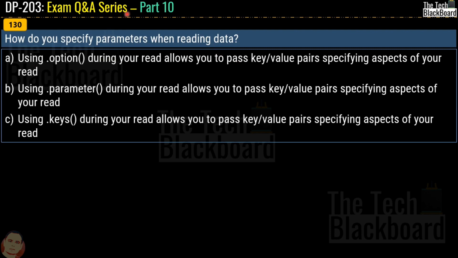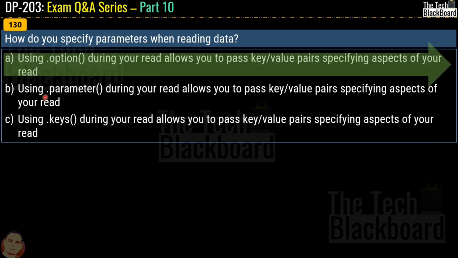And now on your screen is question number 130, which is the last question for part 10 of the DP-203 exam Q&A series. Let's read the question. The question says that how do you specify parameters when reading the data? And your options are using .option during the read allows you to pass key value pairs specifying aspects of your read. The second option is using .parameter during the read allows you to pass key value pairs specifying aspects of your read. The third option is using .keys during the read allows you to pass key value pair specifying aspects of your read. And the correct answer to this question is option A.